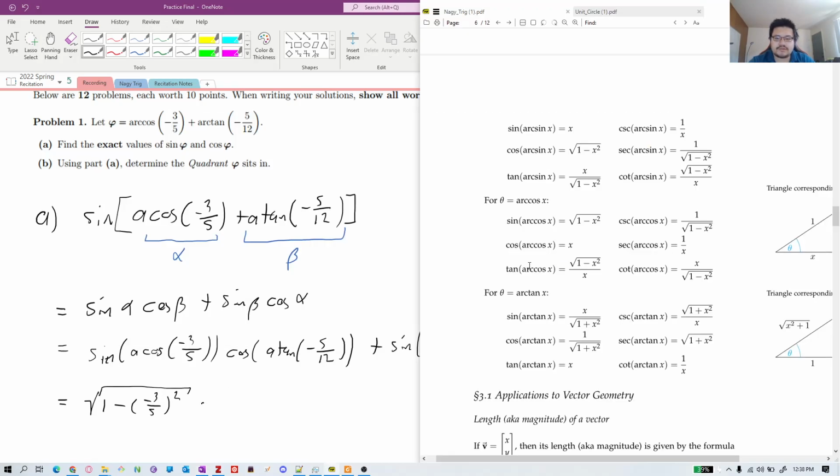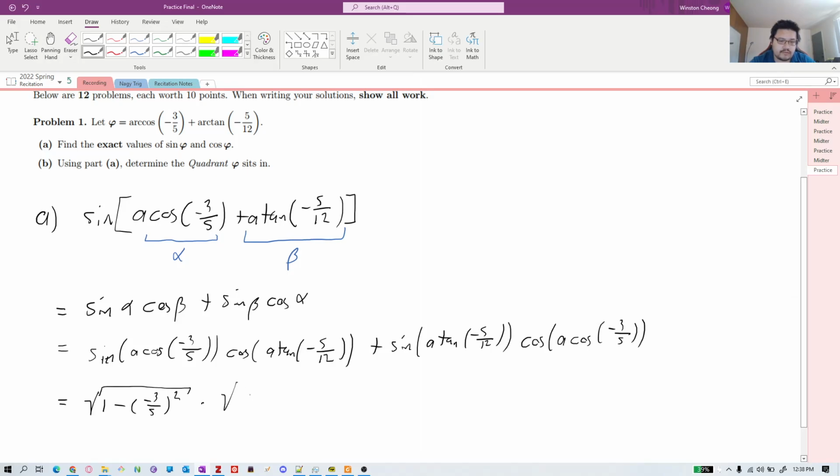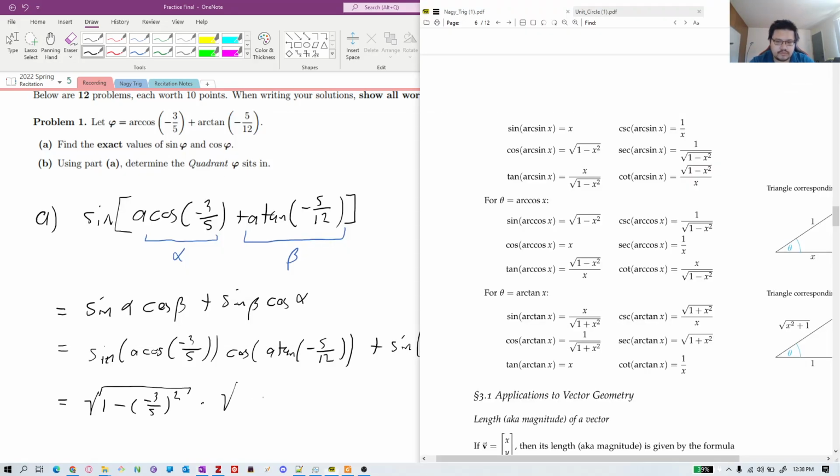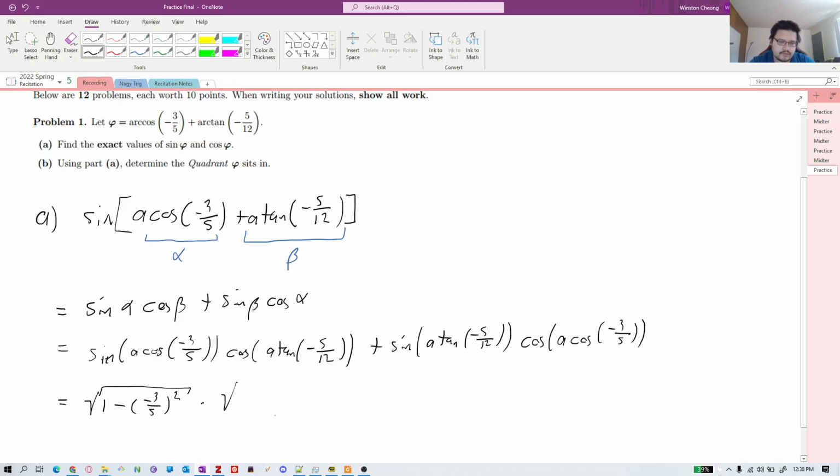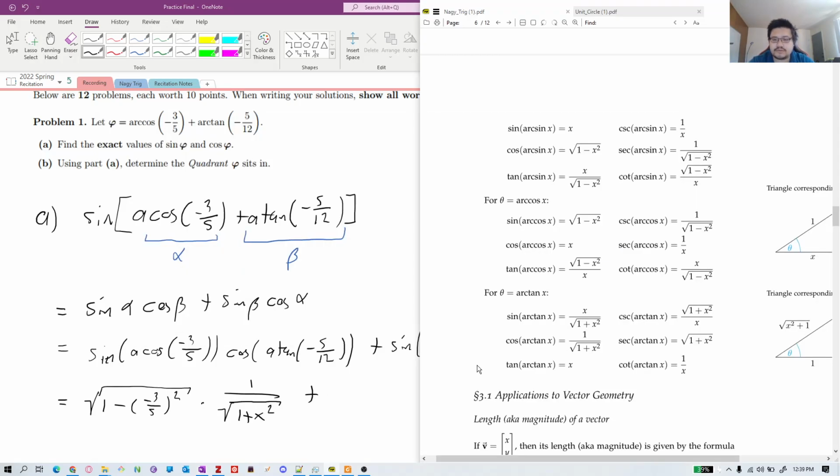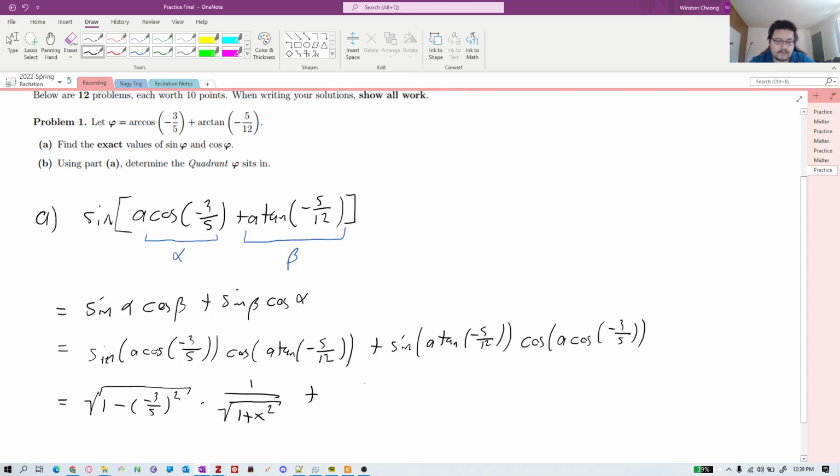Cosine of arctangent, let's see. Cosine of arctangent is this 1 over the square root of 1 plus x squared. Wait, is 1 outside the square root? Yeah, it is. Okay, 1 over the square root of 1 plus x squared, and then plus sine of arctangent. Sine of arctangent is x over. Oh, I shouldn't put x there. Let me think. The square root of 1 plus x squared.